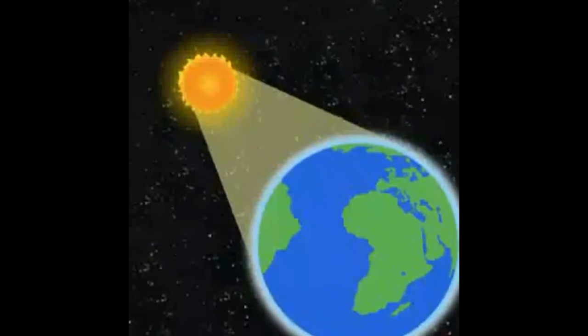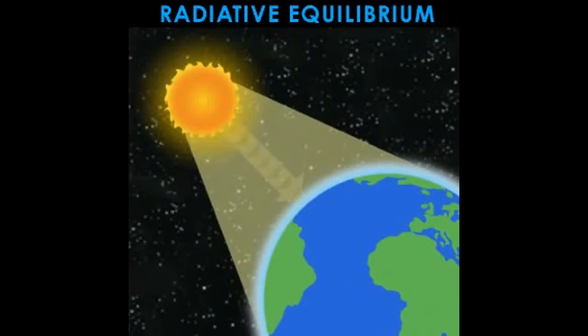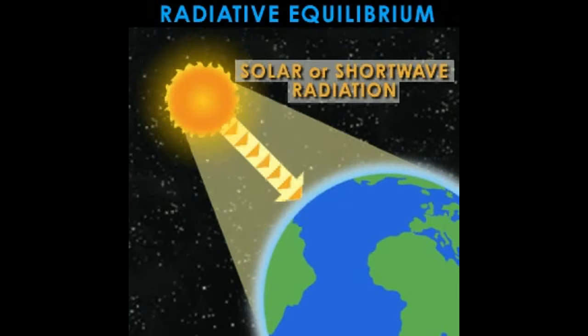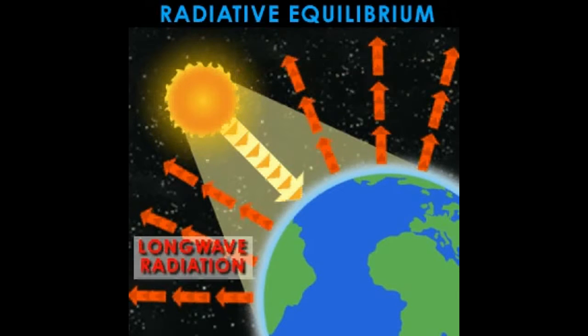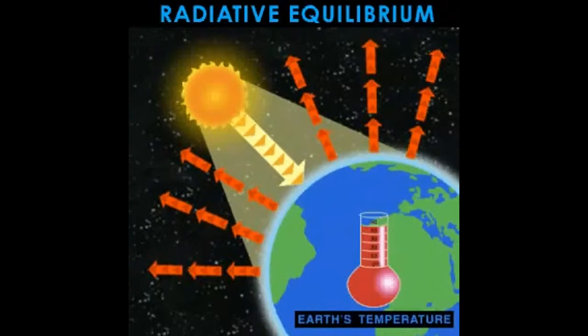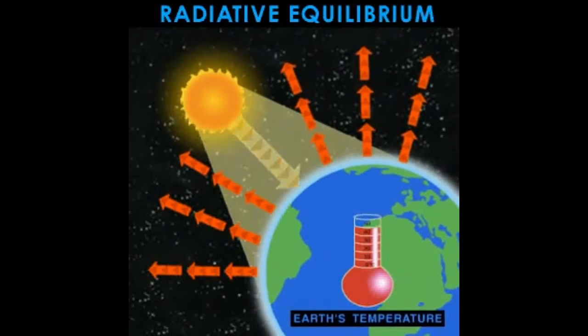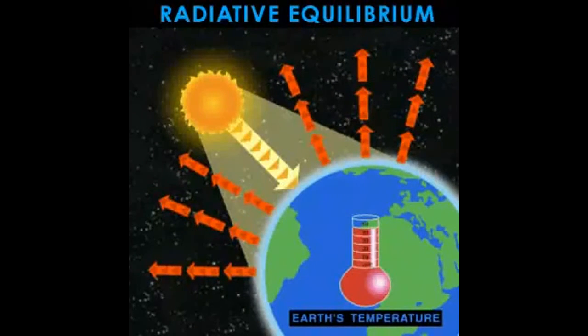In summary, the Earth's radiative equilibrium describes the balance between the incoming shortwave and the outgoing long-wave radiation. The temperature of the Earth can be determined by the amount of outgoing long-wave radiation, which is equal to the amount of incoming solar radiation absorbed by the Earth.